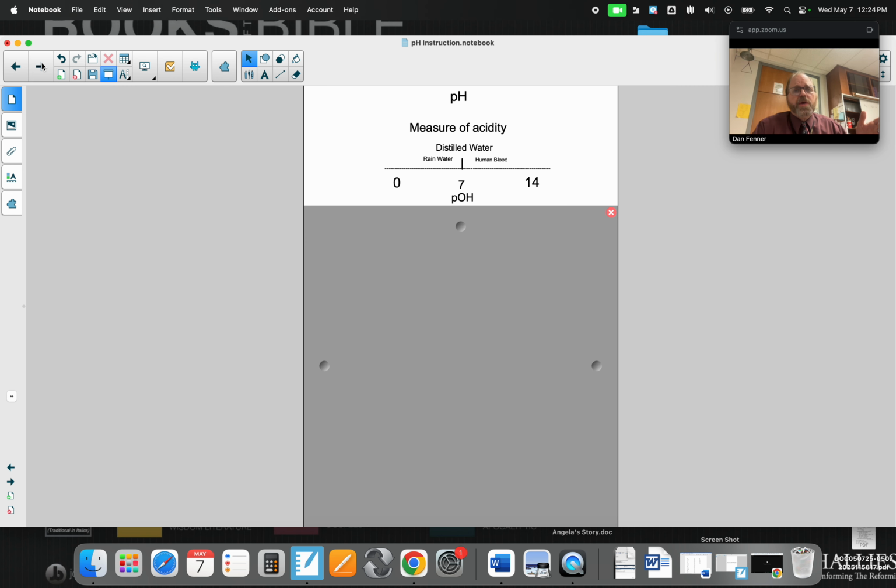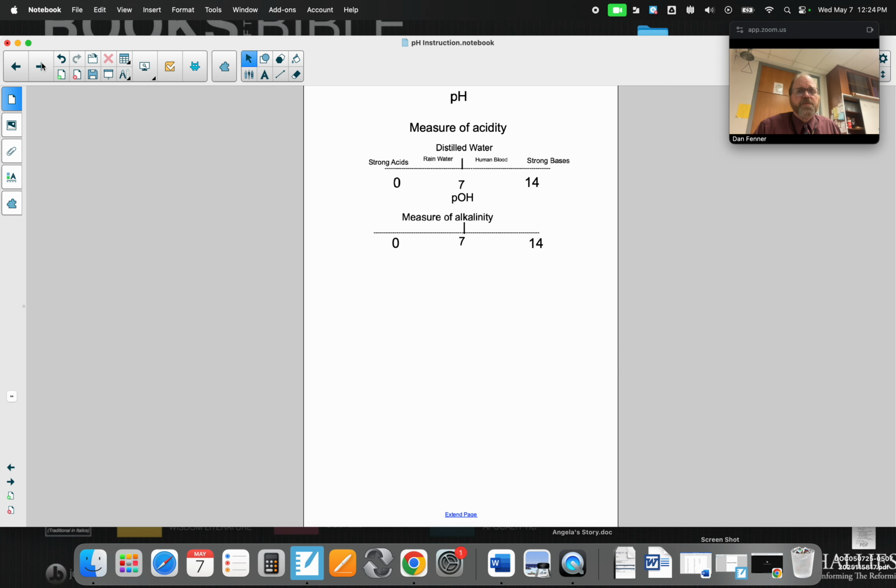So that means 0 is an extremely strong acid and 14 is an extremely strong base. Now, pOH, which is alkalinity, basically takes the pH scale and flips it. So where pH 0 is a strong acid and 14 is a strong base, we're going to flip them, and 0 is a strong base and 14 is a strong acid.